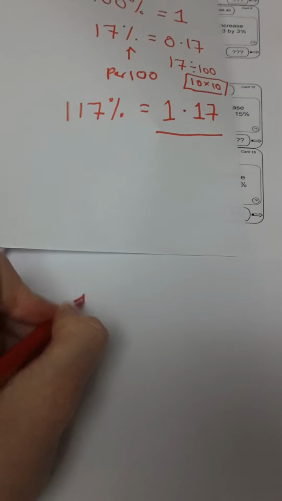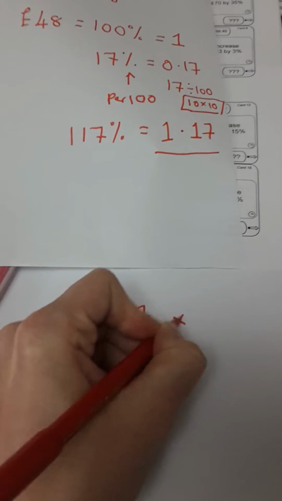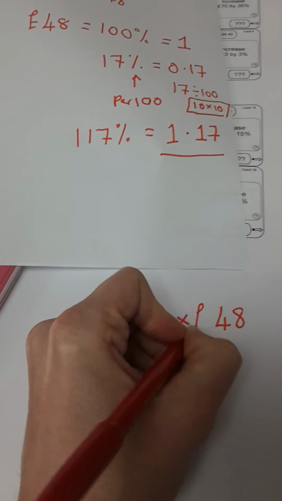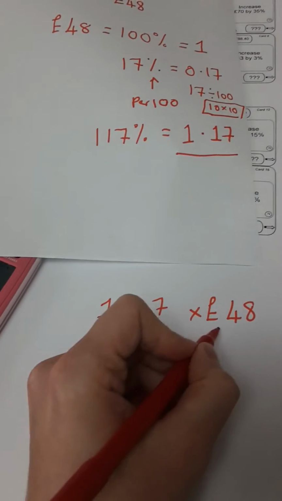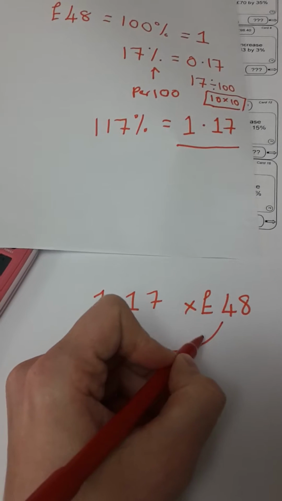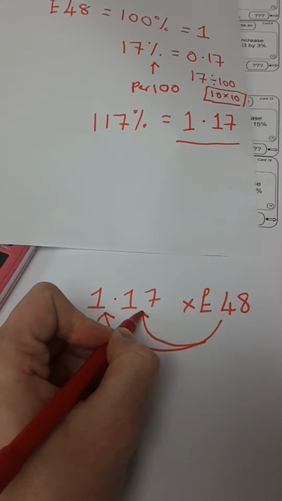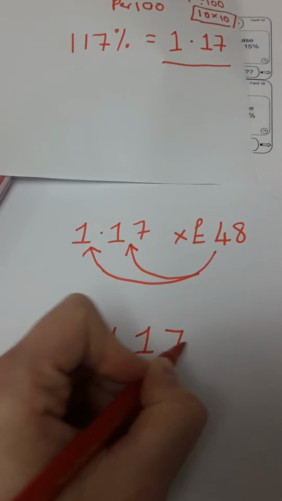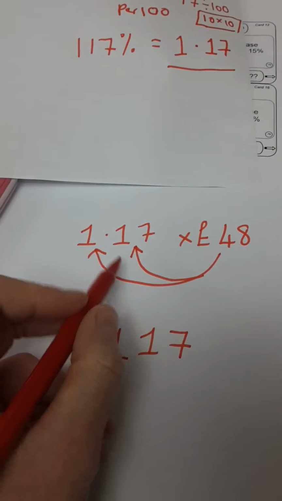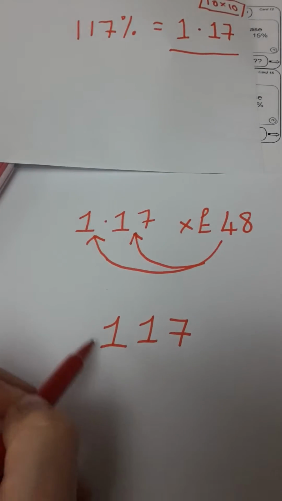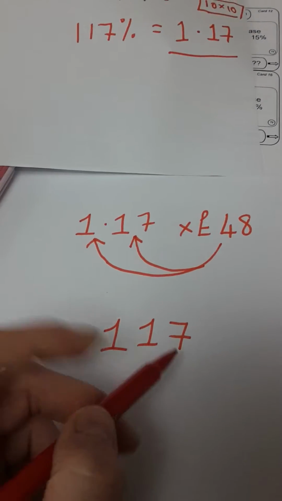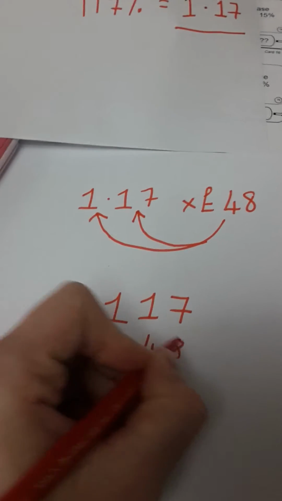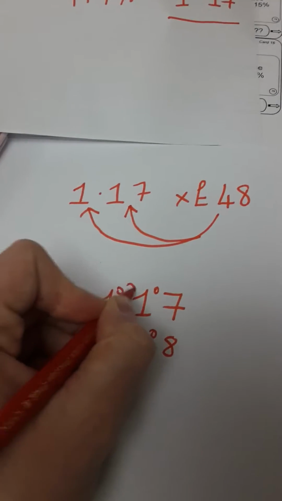Now what I'm going to do is multiply my 1.17 by my £48. And this will give me one lot of £48 plus the proportion of 17% on top. So what I'm going to do is, rather than timesing by 1.17, I'm going to times by 117 instead, sorry about that. So, let's fill in my zeros.